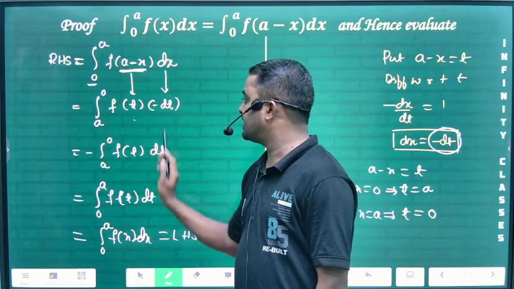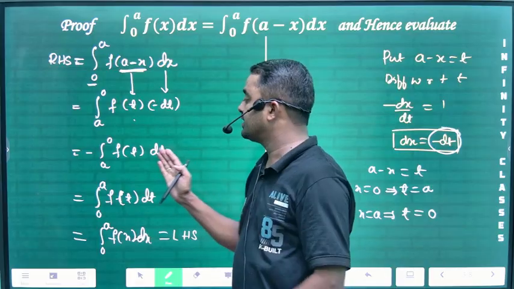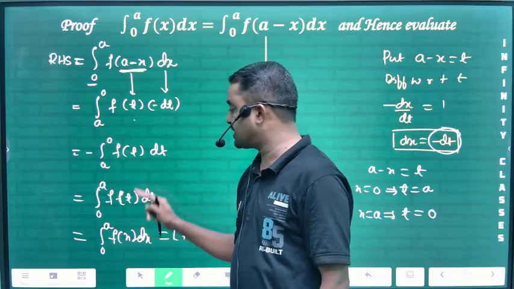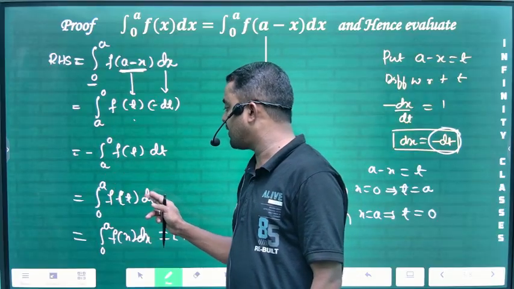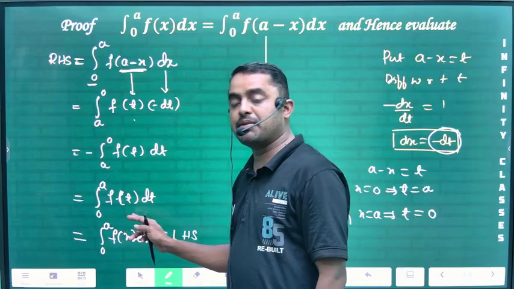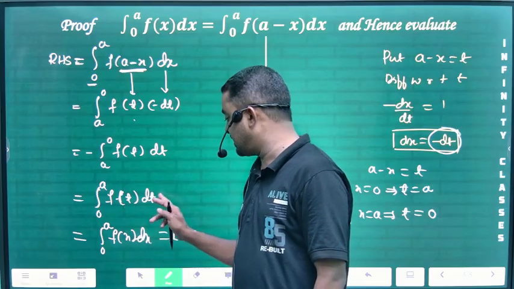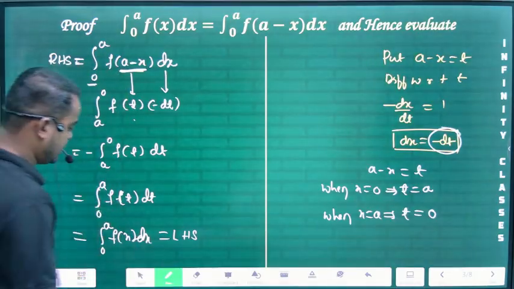Now take this minus sign outside: a to 0, f of t dt. Now interchange the limits. The minus will go out, minus into minus is plus. If you interchange the limits, the sign of the integral will be changed, and it becomes 0 to a, f of t dt. Now the last step: we are applying the change of variable property. t becomes x, dt becomes dx. That is equal to LHS. Hence the proof of the property.